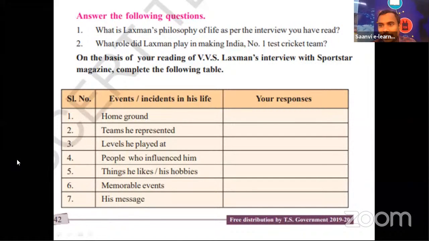comma Azhar, A-Z-H-A-R, comma Sachin and Kapil Dev, Kapil, K-A-P-I-L.